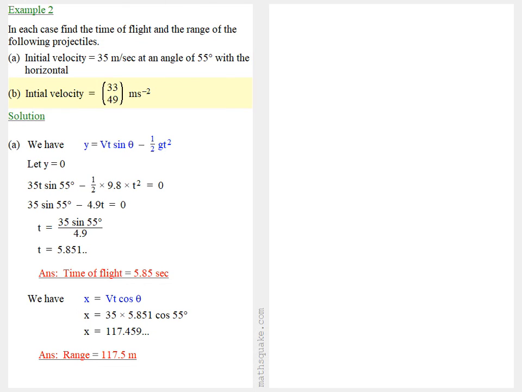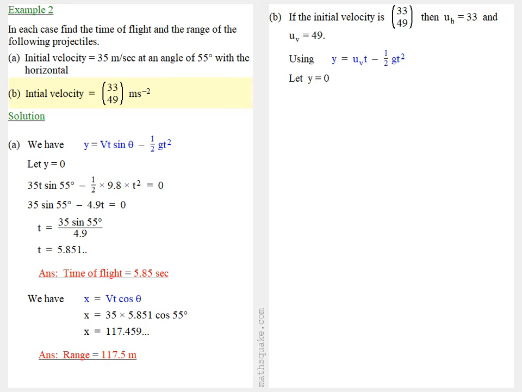In part B, we're given the initial velocity in vector form, that is 33i + 49j meters per second. And if the initial velocity is 33i + 49j, then uH, the horizontal component of the initial velocity, is 33, and uV, the vertical component, is 49. Now we can calculate the height of the object using the formula y equals uV t, that's the initial vertical velocity times t, minus a half g t squared.